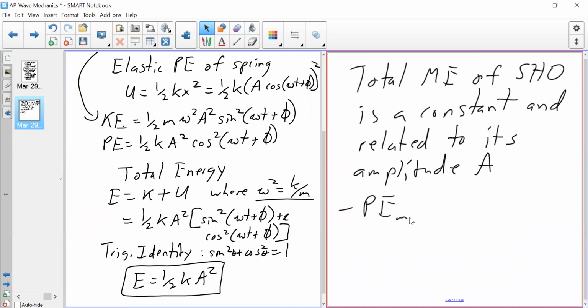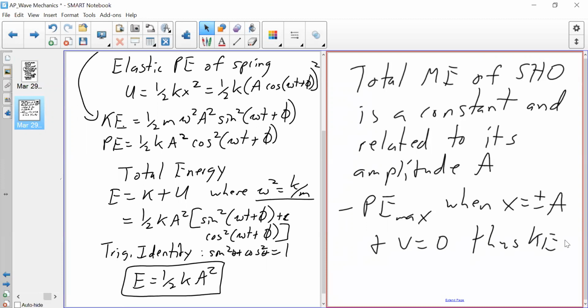Okay, so the potential energy is maximum. We just went over this: when x is plus or minus A, the amplitude, the velocity is 0 at those same two points. Thus, kinetic energy equals 0 at plus or minus A.